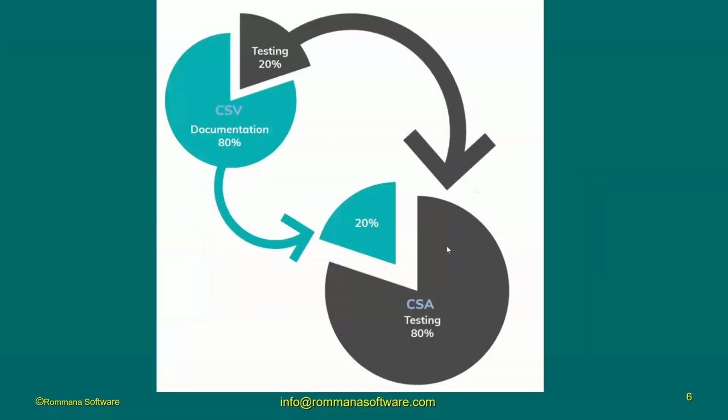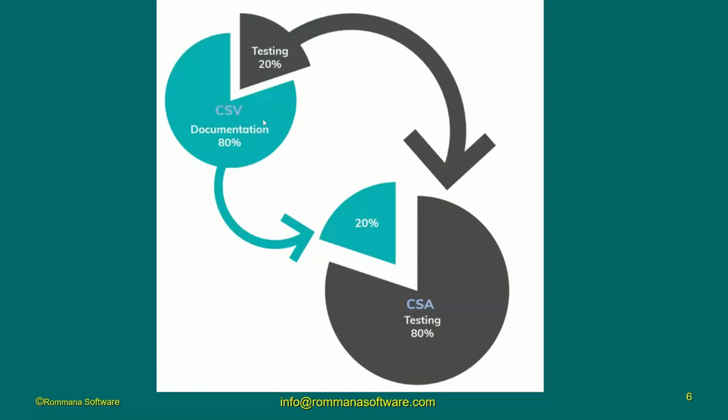All right, so this is what the new CSA suggests, compared to CSV: focusing 80% on documentation and only 20% on testing, which in my opinion was terrible. In the opinion of anyone who's building systems, it is terrible, because testing is really what guarantees that systems work. Testing is what guarantees that the software is doing what it's supposed to be doing.